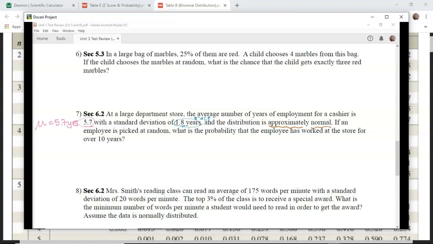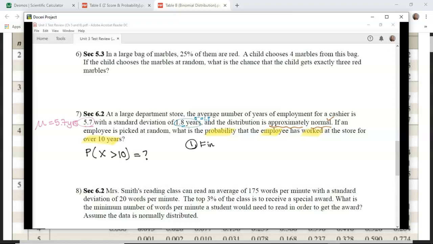We want to see that so that we can use table E, and then we can also draw the normal curve. So if an employee is picked at random, what's the probability that the employee has worked for the store for over 10 years? In this case, this is our probability statement. We're looking at an individual, so one employee, that their service is over 10 years. And so we want to figure out what that is.